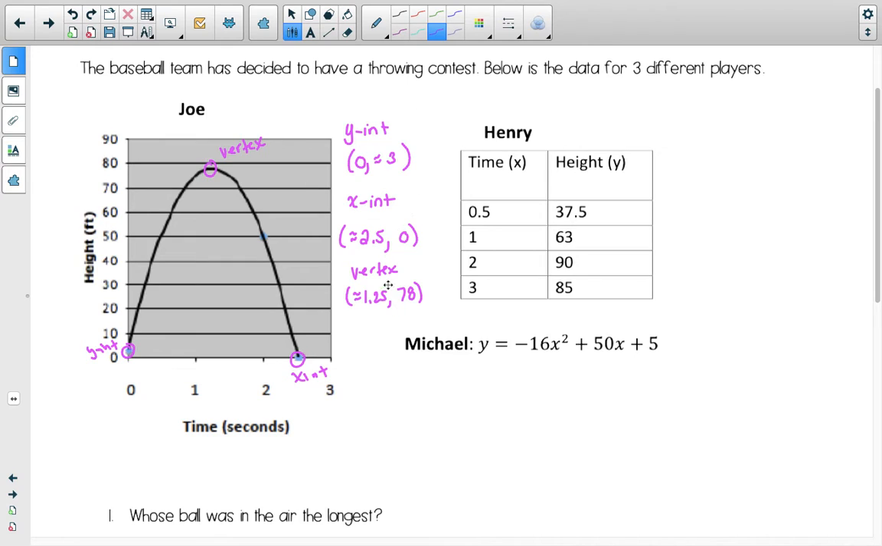So this is Joe's information, and this is just off of the graph that we can see, because we don't have an equation for it, so we have to estimate to see what values are where. For Henry, we have a table here. So what we can do is find the regression equation for Henry to find his actual information. So let's go in and find the regression for Henry.